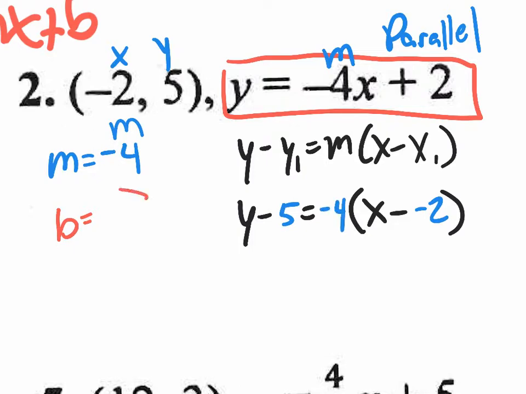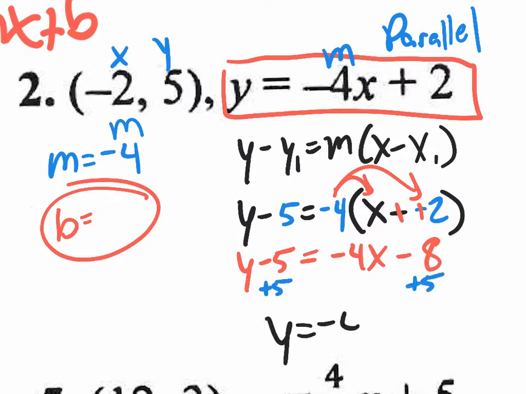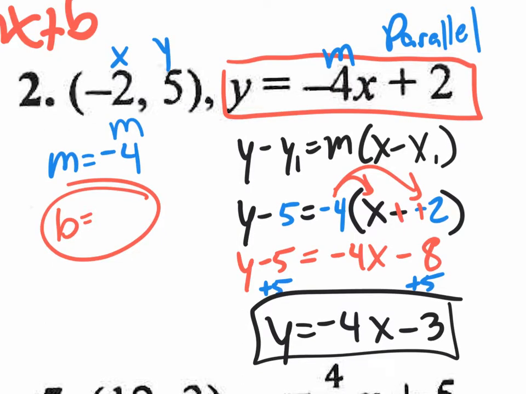That way you don't have to find b in this case. Right here you just plug it in and then you modify it to get y by itself. -4 times x is -4x, -4 times +2, that's a -8. And then the equal sign comes down, y minus 5 comes down. You want y by itself, you add 5 here, add 5 over there. Y equals -4x minus 3 is your final slope-intercept form equation.